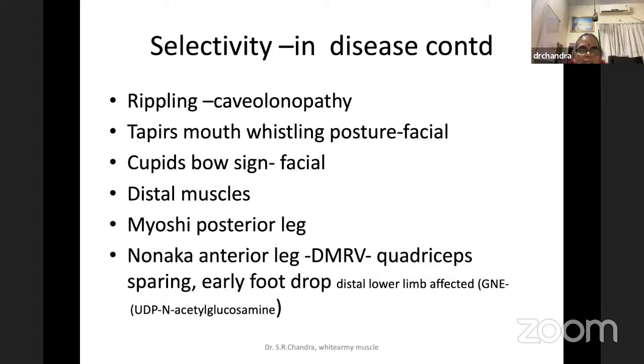And then distal muscle involvement, distal myopathy. Miyoshi is posterior leg muscles. Nonaka is anterior leg muscle, otherwise called distal myopathy with rimmed vacuoles, where the quadriceps is spared, with early foot drop. So the distal lower limb becomes affected. It's otherwise called GNE myopathy.